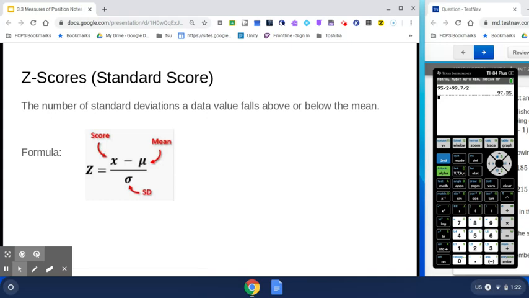So the first measure of position is a z-score, or a standard score as it's sometimes referred to. And this is a really important formula that we use in statistics quite a bit. So the z-score is calculated by taking the data value minus the mean and dividing it by the standard deviation. So the formula looks like z equals x minus mu over sigma. A z-score represents the number of standard deviations a data value falls above or below the mean. So let's take a look at some examples.